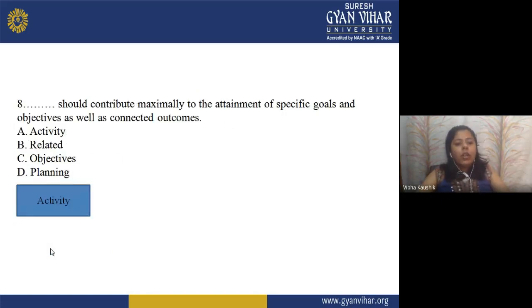Now the eighth one, dash should contribute maximally to the attainment of specific goals. Means what should be used by the teachers so that the maximum can be attained: specific goals and objectives as well as connected outcomes. The options are A, activity, B, related, C, objectives, and D, planning. So the correct answer is activity.